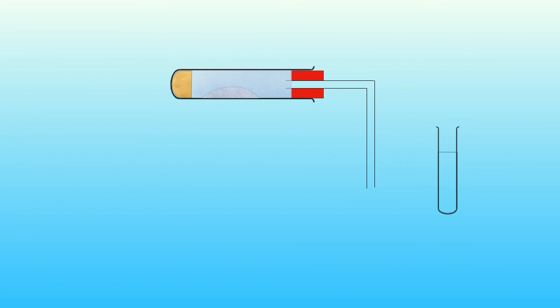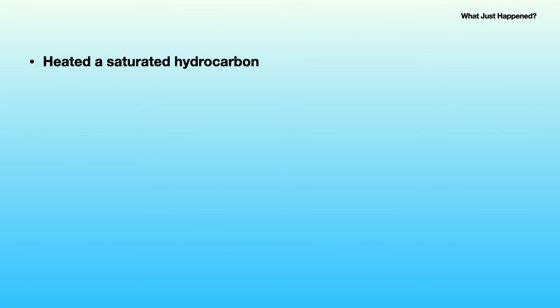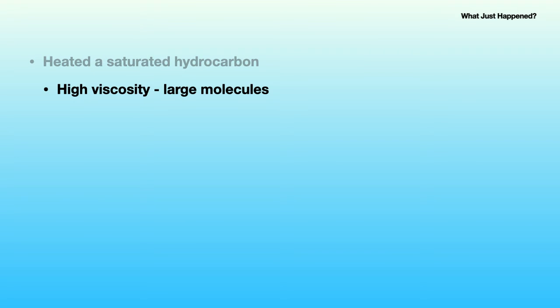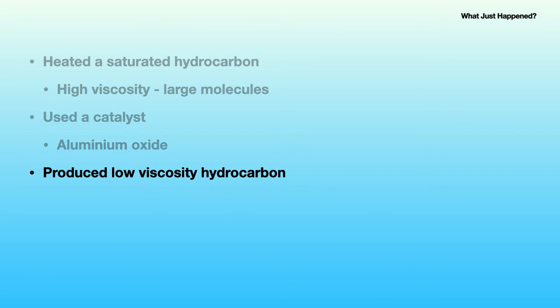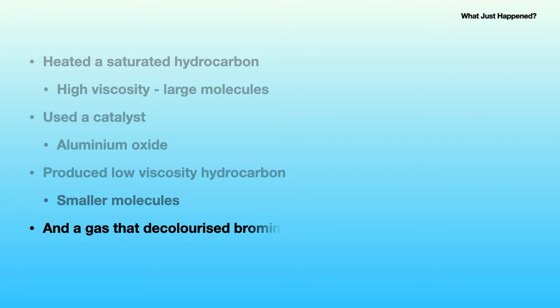Okay, so what's going on next? We heated a saturated hydrocarbon. That saturated hydrocarbon has high viscosity. That means it's composed of large molecules. We heated it with a catalyst, which was aluminium oxide, and that produced a low viscosity hydrocarbon, which therefore is made up of smaller molecules than the ones we had to start with. We also produced a gas that decolorized bromine solution. That means that gas is unsaturated.